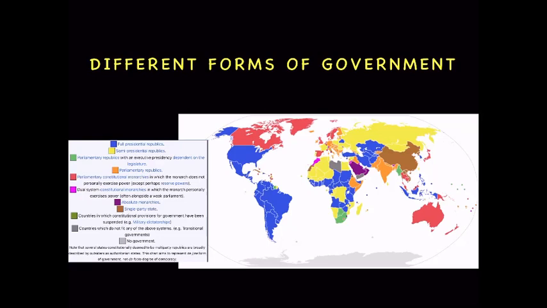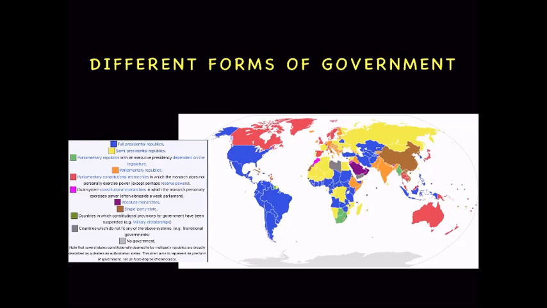On the screen you will find a map which shows different forms of government which are marked in different colors. For example, the blue ones are full presidential republics. The yellow ones are semi-presidential republics. If you see India, India is marked with the color orange. Orange stands for parliamentary republics. The one in purple is absolute monarchy. So there are different forms of government. Different countries have different forms of government.